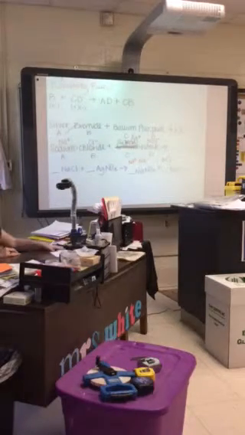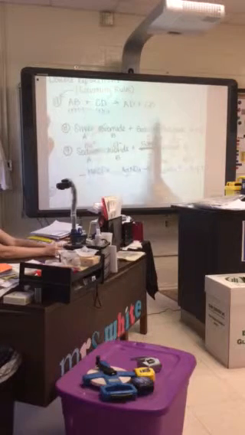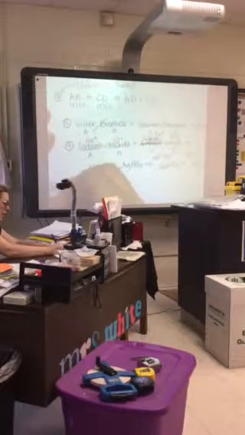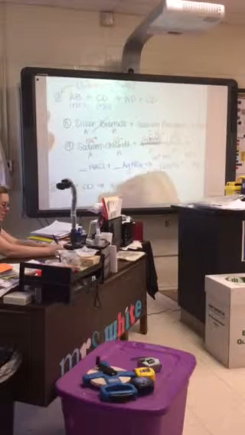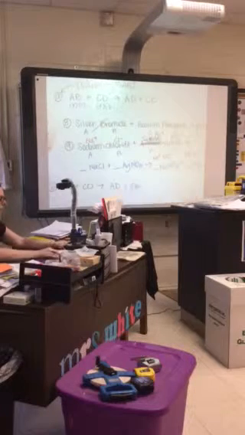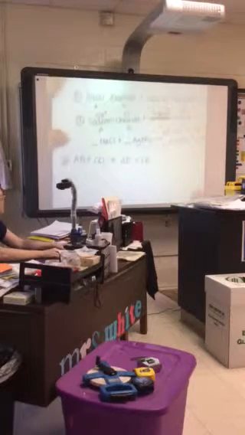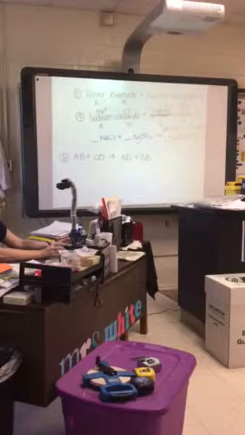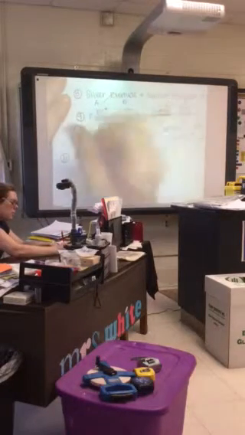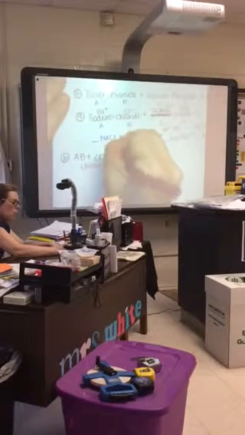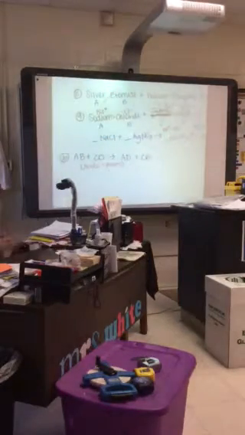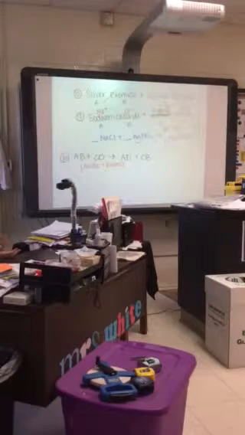Now, type B, same form up here. AB plus CD gives us AD plus CB. Only this is a neutralization reaction. So this one takes place between an acid and a base. You do not have to use the solubility rules.